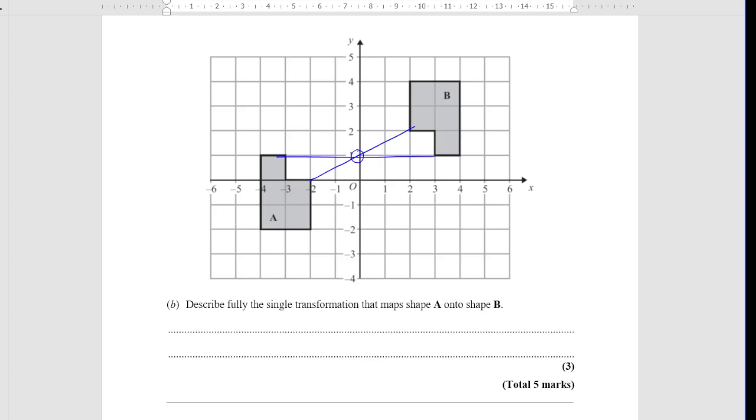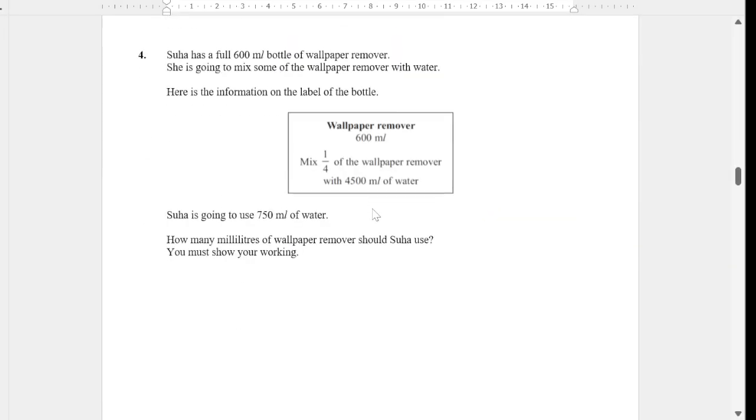So 3 marks, 1 mark for rotation, and the second mark for describing the amount, so that's 180 degrees. I don't need to say clockwise or anti-clockwise because that's the same thing, but I need to say about the point, and that coordinate there is 0, 1. Okay, moving on to question 4.